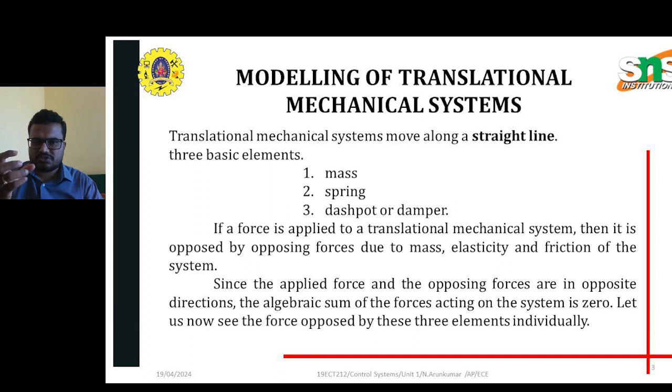Because if you choose a spring as an example, then it automatically has the following functions to be calculated. First one is forces concerning mass, as well as elasticity and friction. Since the applied force and the opposing force are in opposite directions, the algebraic sum of the forces acting on the system is zero. Let us now see the force opposed by these three elements individually.